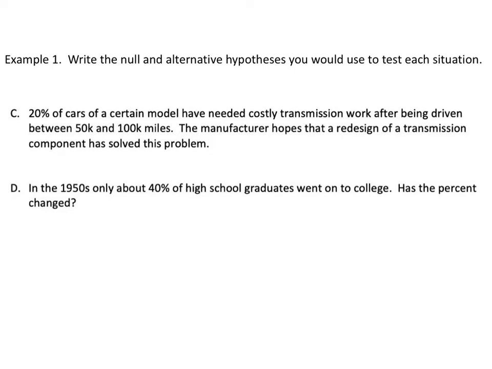20% of cars of a certain model have needed costly transmission work after being driven between 50 and 100,000 miles. The manufacturer hopes that a redesign of a transmission component has solved this problem. So the null would be that 20% of the cars need transmission work, okay? But now they're hoping that they've solved this problem, meaning they're hoping it got better or that fewer than 20% of the cars need costly transmission work. So there's your null, and then what they're hoping for, that alternative.